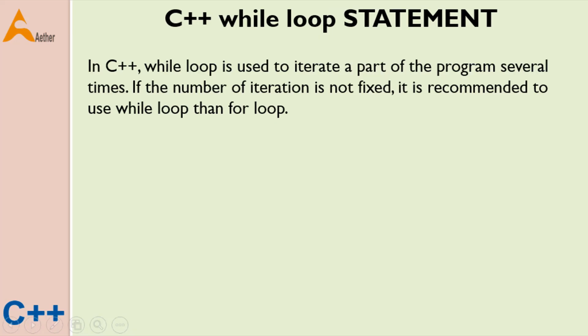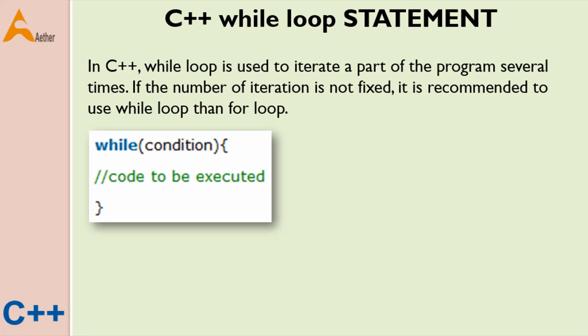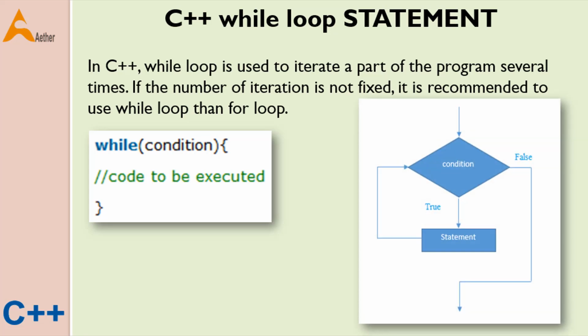Now let's see while loop in C++. In C++, while loop is used to iterate a part of the program several times. If the number of iteration is not fixed, it is recommended to use while loop than for loop. You can see the syntax and flow chart on your screen. Let's understand it with an example. Watch the example carefully.